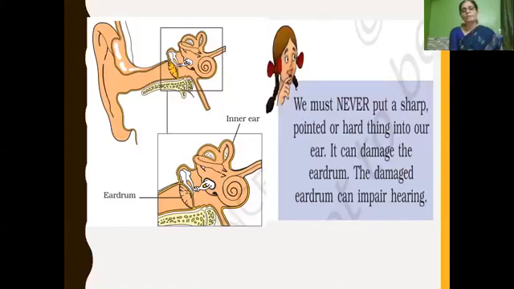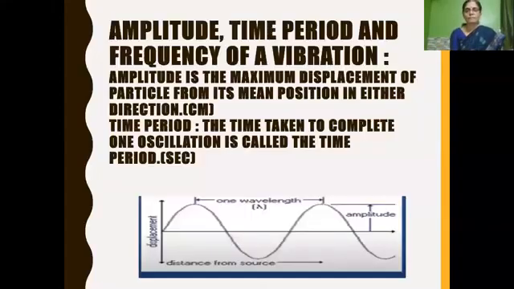So vibration, if it is not there, sound cannot be produced, isn't it? So it can damage the eardrum. So the damaged eardrum can lead to impaired hearing. Means afterwards we cannot hear properly. So it is very important to note that never put sharp or pointed or hard things into our ear.